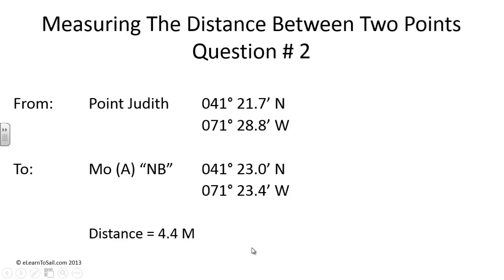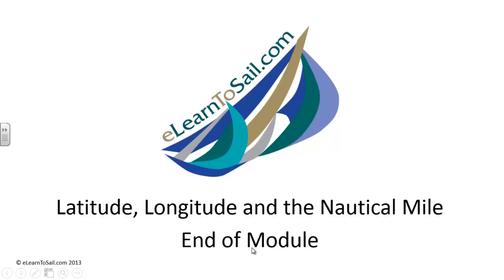So in summary, the distance from Point Judith to the Morris A&B Light is 4.4 nautical miles. And that is the end of our module on latitude, longitude, and the nautical mile.